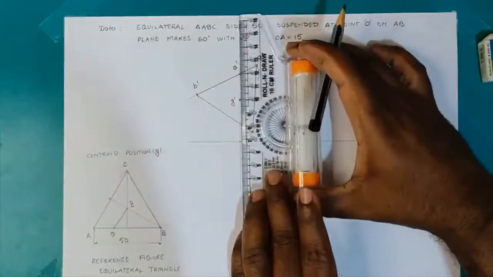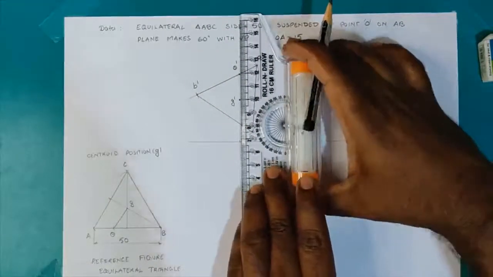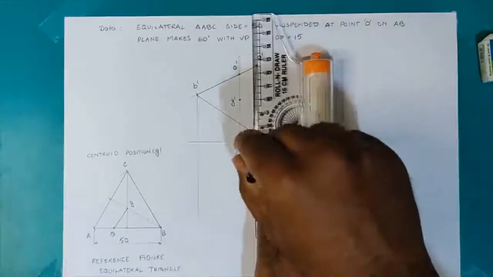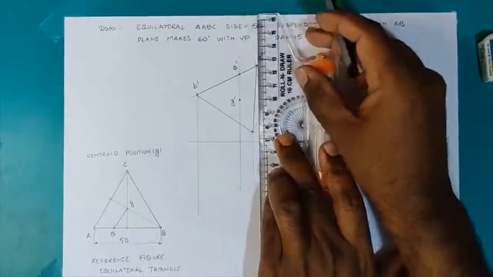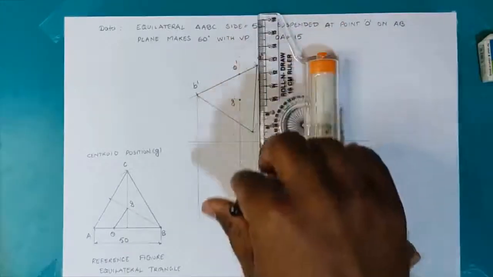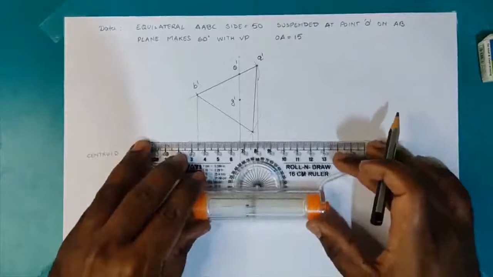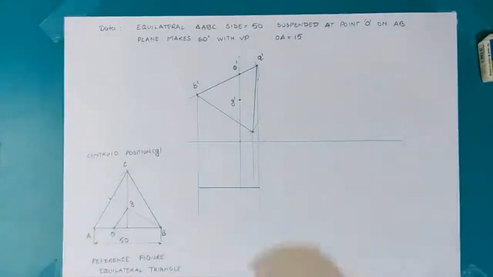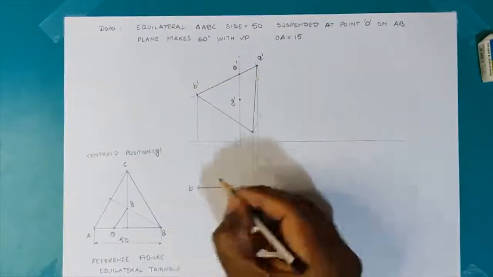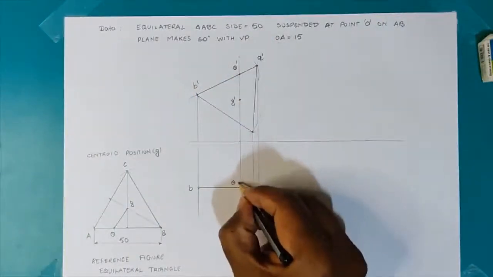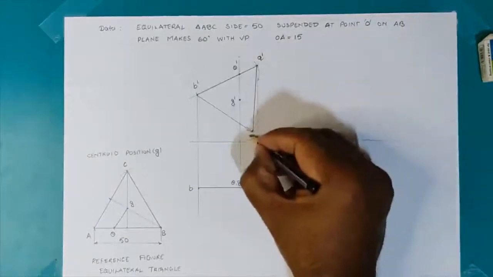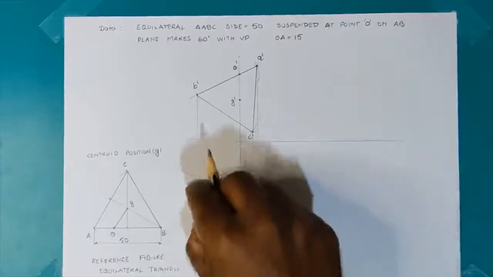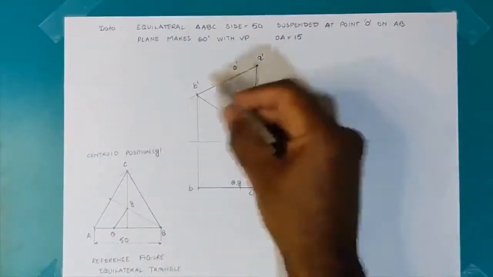So this is my front view with the centroid vertically below the point of suspension, and I now make projectors into the top view. Since the front view is true shape, the top view would be a line which is parallel to the XY line. So it is a dark horizontal line. I name the points on the top view using the projectors. So A, B, C and point O, G I have found.